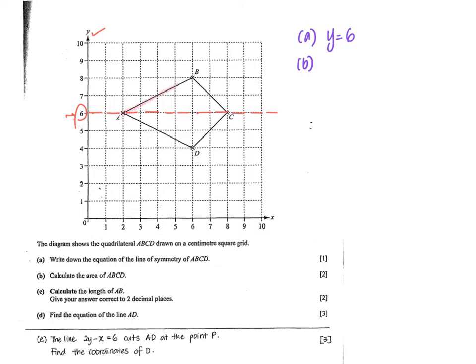We notice that A, B, C, D is now cut into two halves. That means I will have two triangles. So if I have two triangles, I just need to find area of one triangle and then multiply by 2. But how do I find the area of this triangle? Area of triangle is given by half times base times the height.